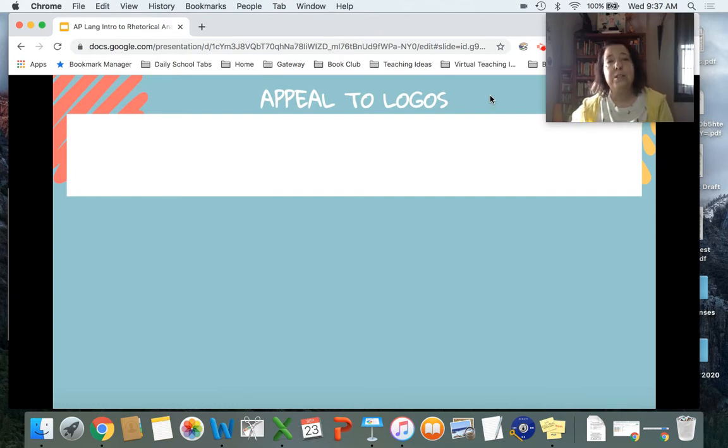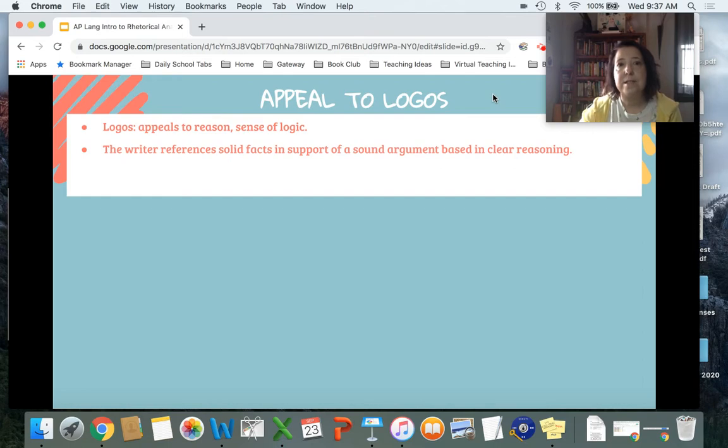Now we're going to move on to appeal to logos, which is logic. This one I think is a little bit easier, because logos and logic are such closely related words, and logic is something we can identify more readily. So it's appeals to reason, a sense of logic. The writer references solid facts in support of a sound argument based in clear reasoning.